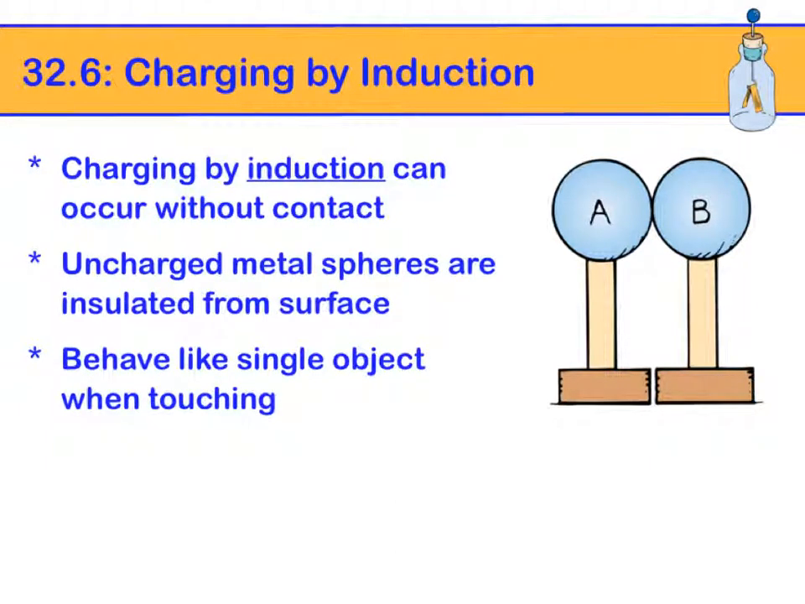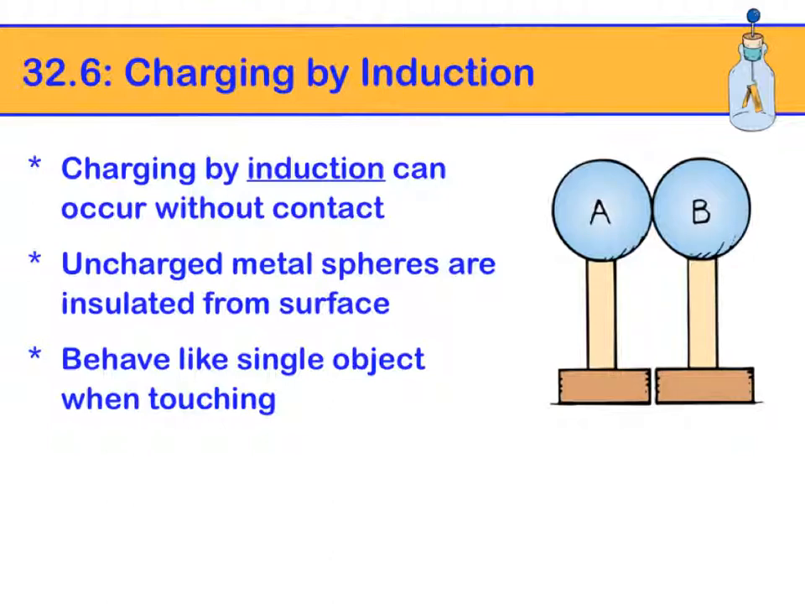Section 6 of Chapter 32 discusses charging by induction. We've already talked about charging by friction, the example of dragging your feet across the carpet, or the demonstrator in the video rubbing the rod with the rabbit fur. We also saw charging by contact. When you touch a neutral object with a charged object, that charge can be transferred.